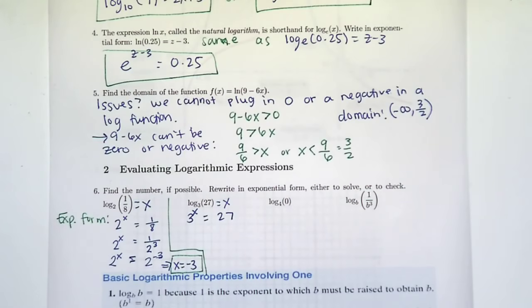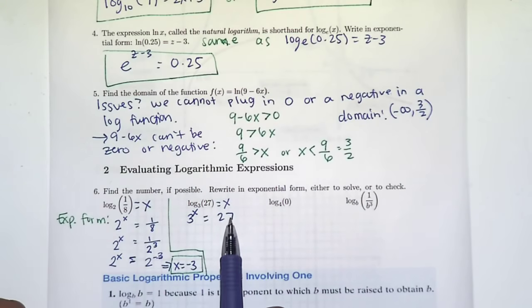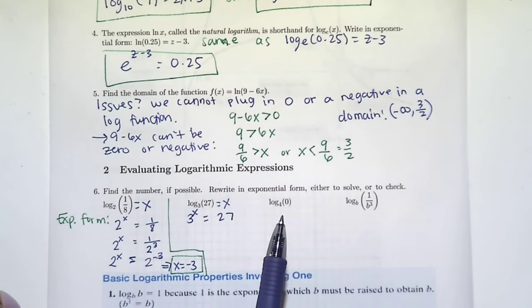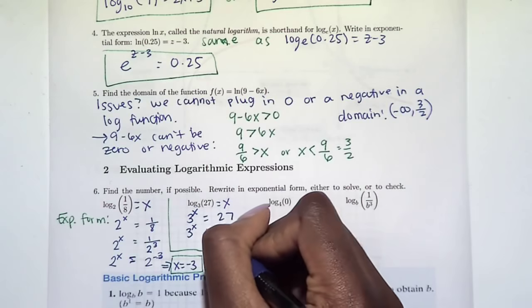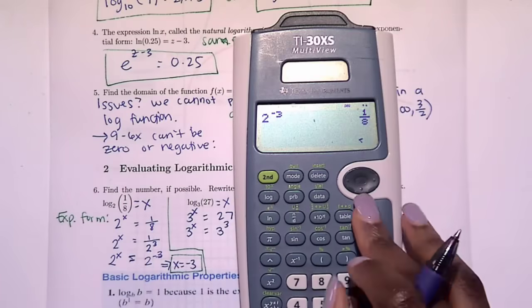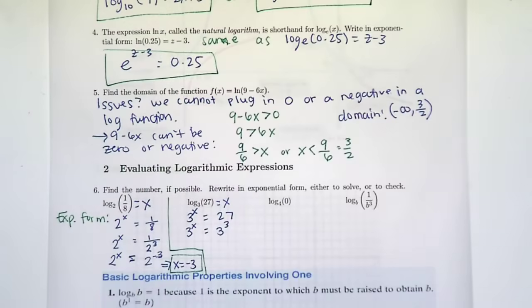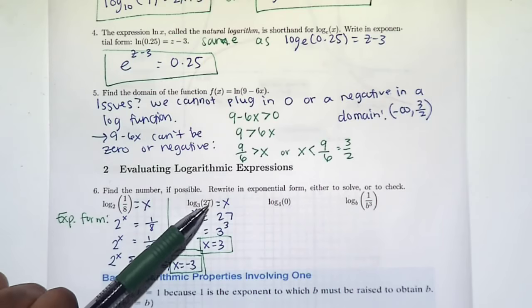So the goal is, we have 3 to the x over here. We really want to be able to write 27 as 3 raised to some power. So can you rewrite 27 as 3 raised to a number? What about to the third? And we can always check this with our calculators. 3 to the third is 27. So x must be 3 here. So we just discovered that log base 3 of 27 equals 3.